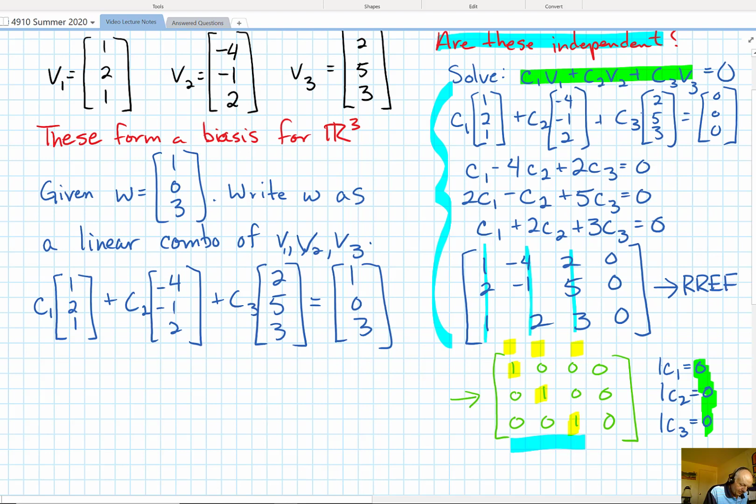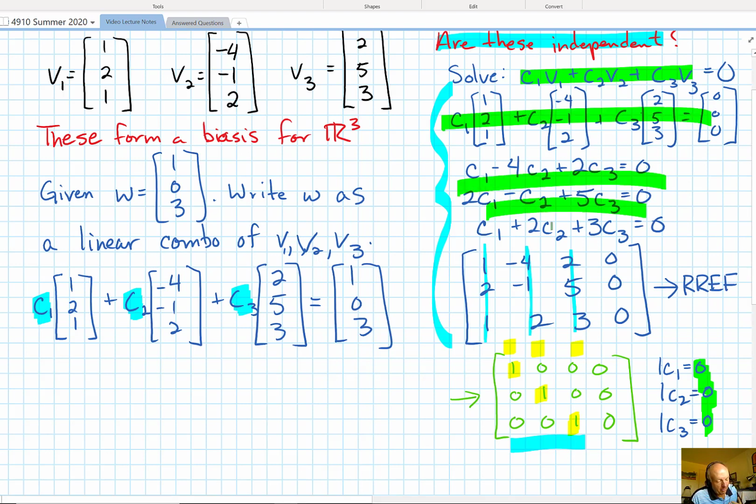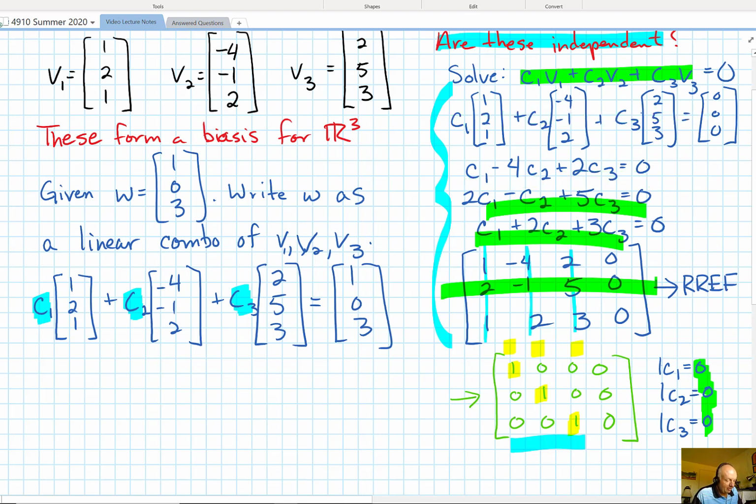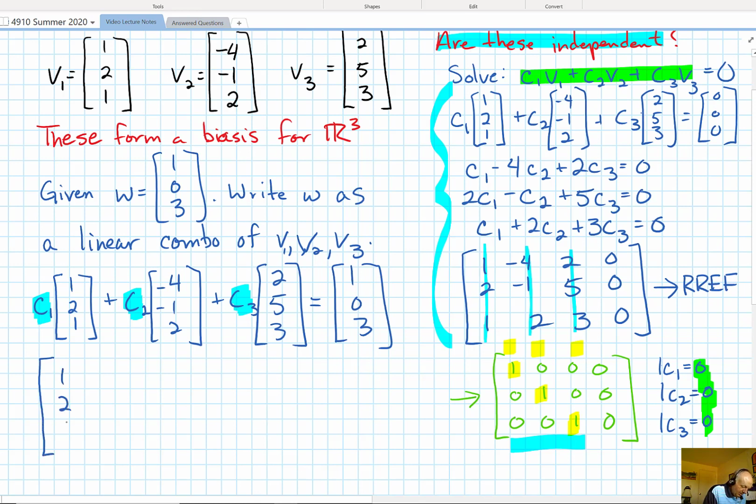I want to figure out what the C's are. How much do I need to multiply V1? How much do I need to multiply V2? How much do I need to multiply V3 so that I can add them together and get this? Now, if I were to fill in all the blanks, it would look like this, right? To find this linear combination. So you can imagine what that would look like. Basically, it will end up with this matrix, right? 1, 2, 1, minus 4, minus 1, 2, 2, 5, 3.